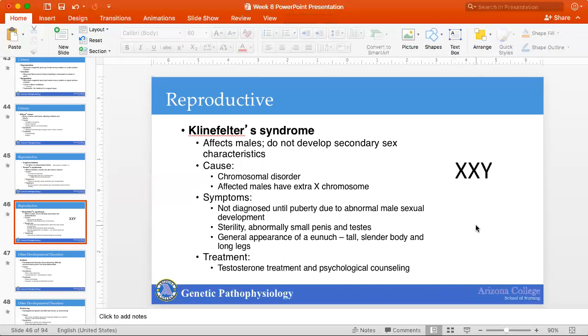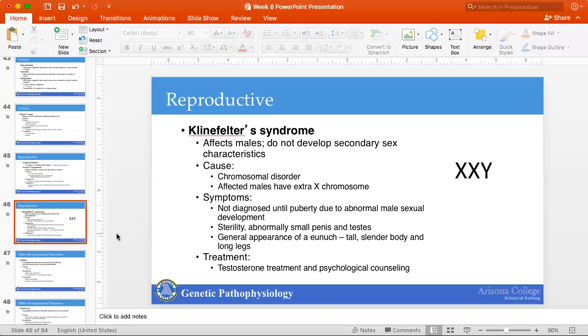In this case, an affected male having this extra X chromosome. So it affects males, who do not develop secondary sex characteristics. Cause is this chromosomal disorder with this extra X, and the extra X could come from the ovum from the female, from the mother, or it could be an extra X potentially from the sperm as well.